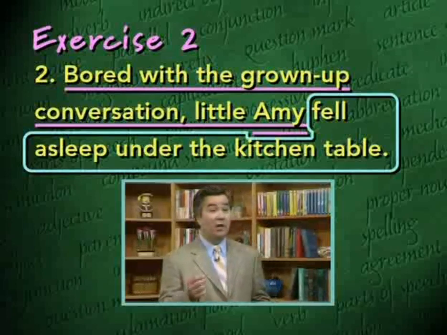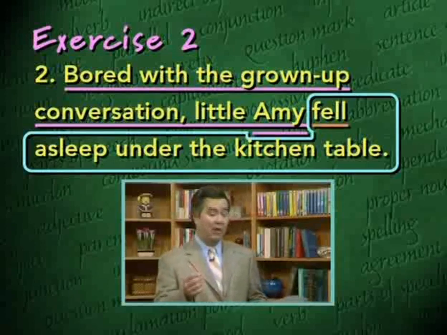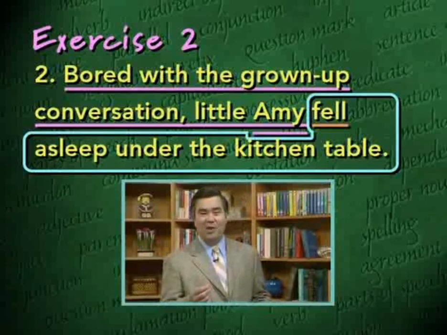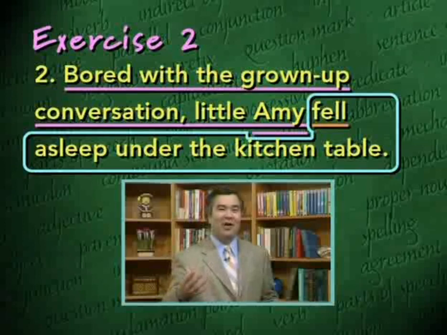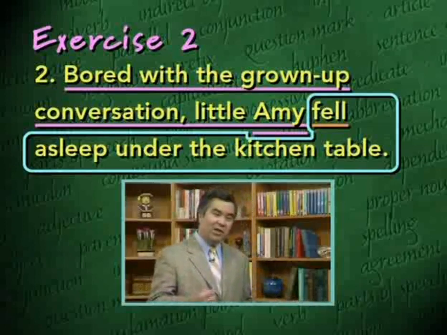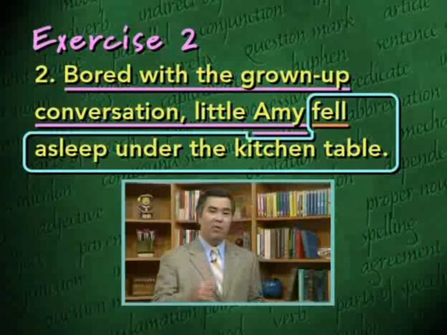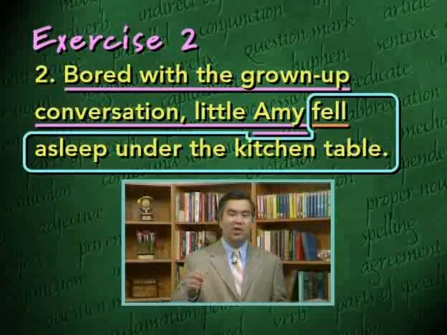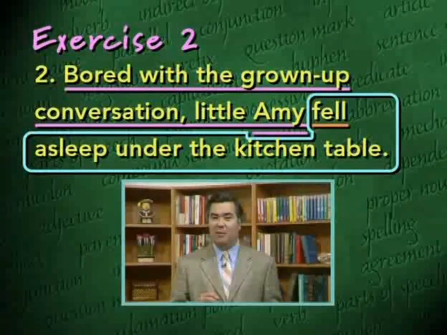Which word is the verb, the most important word in the predicate? The answer is fell. What did Amy do? She fell. The rest of the words in the predicate give us more information, specifically that she didn't fall off a ledge or off a sofa. She fell asleep. And where did she fall asleep? Under the kitchen table. So the subject is bored with the grown-up conversation, little Amy, and the predicate is fell asleep under the kitchen table. And fell is the most important word in the predicate, the verb.